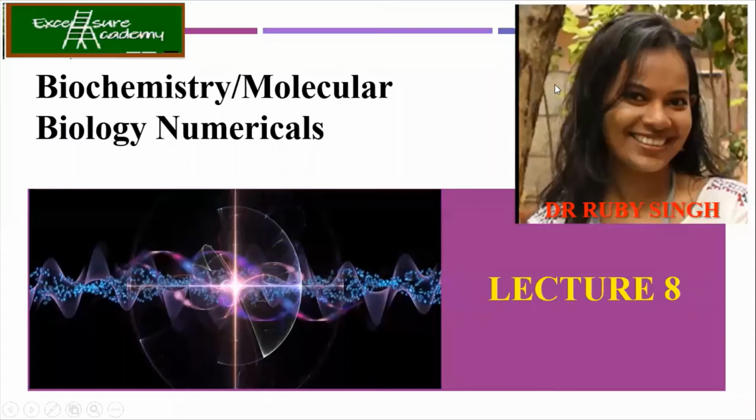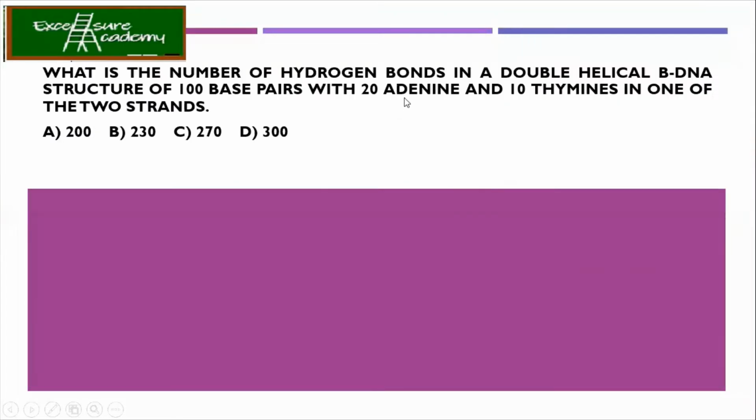So first question is, what is the number of hydrogen bonds in a double helical B-DNA structure of 100 base pairs with 20 adenine and 10 thymines in one of the two strands? This time I have kept the options also, so it becomes easy for you guys. So how are you going to do it? What is the first step?